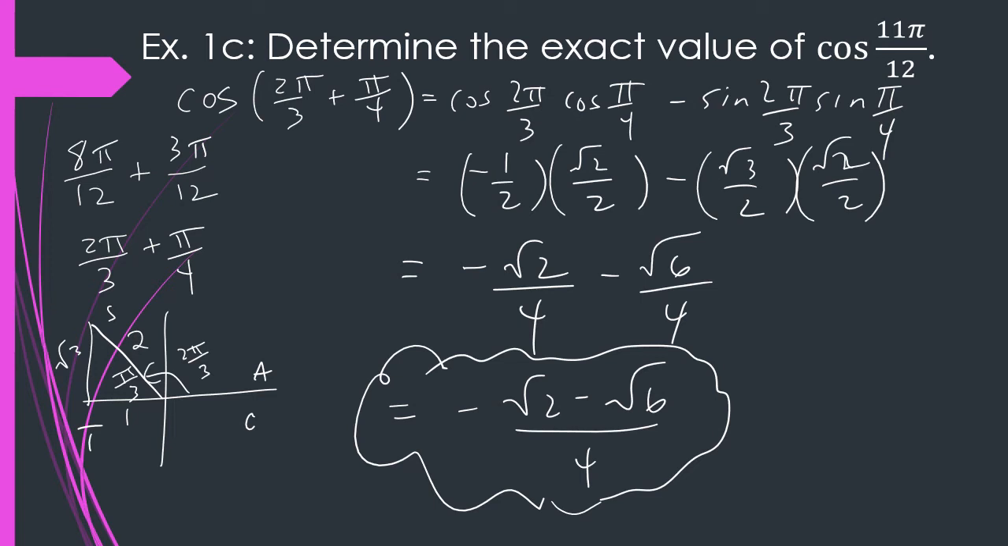I can't stress this enough. You can check your answer. Type in that exact solution, negative root 2 minus root 6 over 4. Type in cos 11 pi over 12. Make sure you've converted your calculator back to radians, though. Unless you want to convert that to 11 times 180 divided by 12 and keep it in degrees, whatever. The decimal should be exactly the same.